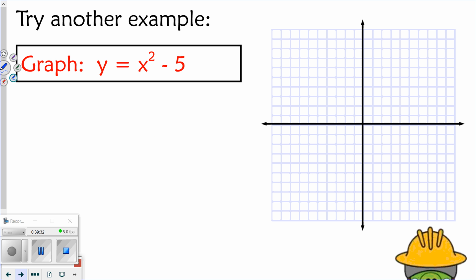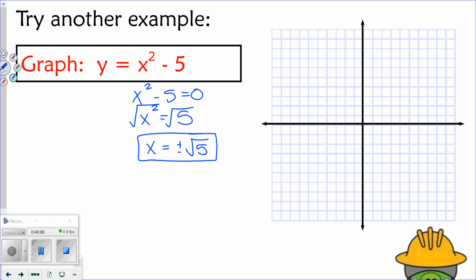All right, so let's try this one. Y equals x squared minus 5. Now, real quick, if I asked you to solve this, what method would you use? Square root method, right? So you'd have x squared minus 5 equals 0. Add 5. And then square root. So what would you tell me x equals? Plus or minus the square root of 5.